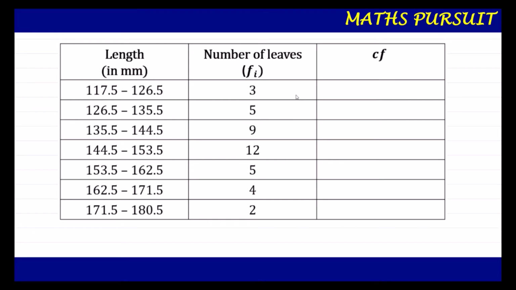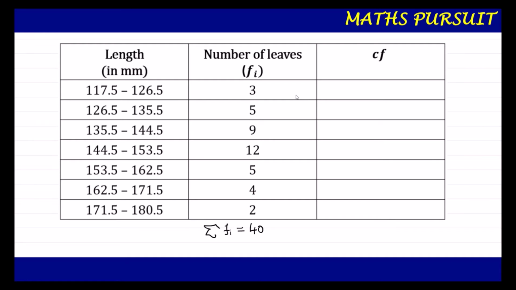Now let us move to the next column. In the next column they have given the data as 3, 5, 9, 12, 5, 4, 2. This is what they have given. So this is our frequency column, and we need to add this frequency and write the sum of the frequency here at the bottom of this column. Wherever the frequency is given, we need to add it and represent the sum of the frequency is equal to, and this total is equal to 40.